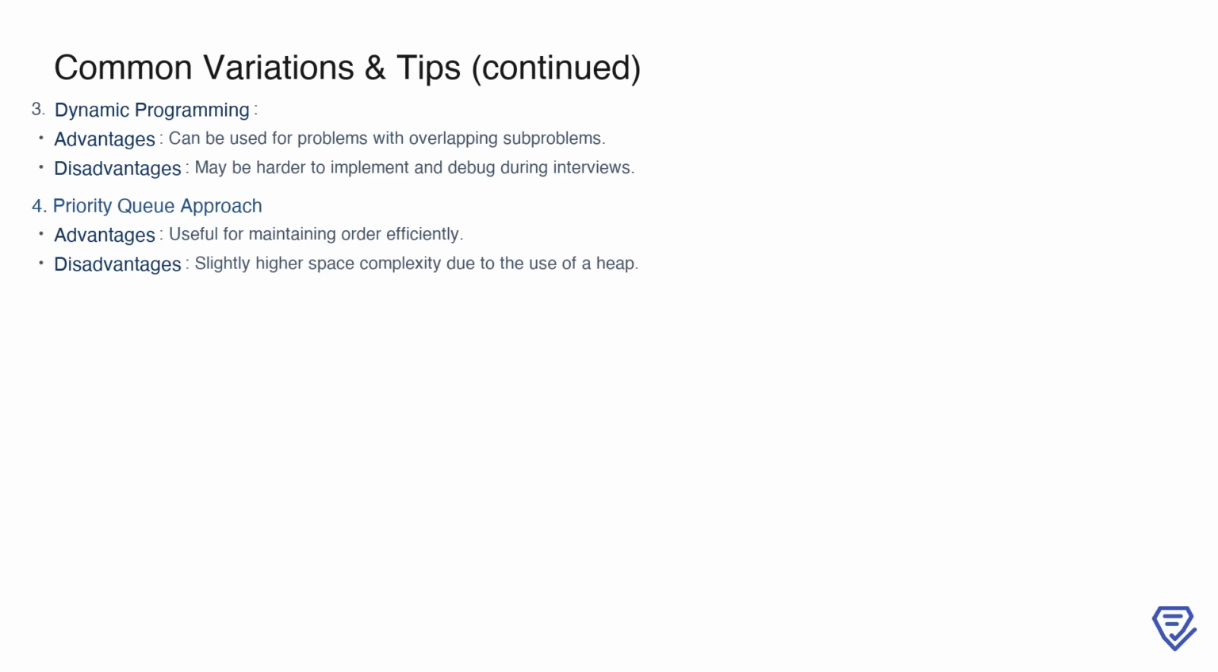Finally, the priority queue method is an excellent option for maintaining order efficiently. It's especially useful when you need to repeatedly extract or modify the smallest or largest elements. However, its higher space complexity, due to the use of a heap, might be a drawback in memory-constrained environments. Each of these methods has its strengths and weaknesses, so understanding the trade-offs will help you determine the best approach for the specific problem at hand.